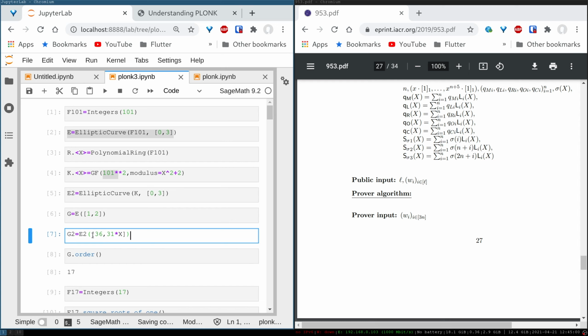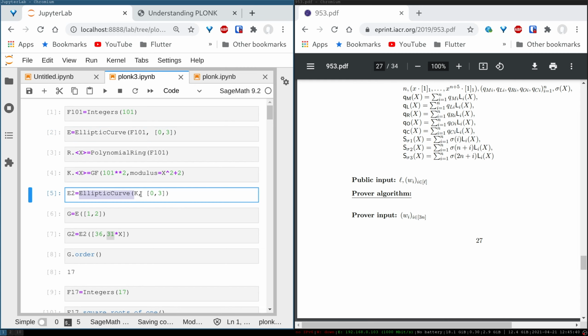We will write our values in the extension field GF(101 squared) as values inside F101 plus values in F101 multiplied by X, where X squared plus 2 equals 0. So it's exactly the same idea here, and we need that for our pairing function, because the pairing function is not going to take values from E, but from the elliptic curve that is based on this extension field.